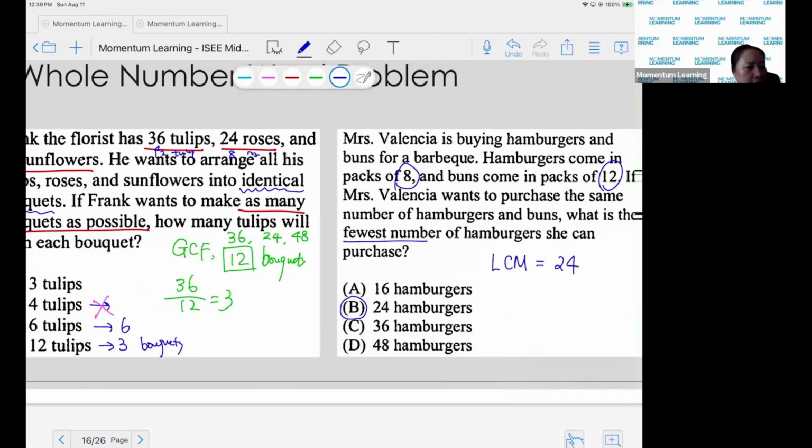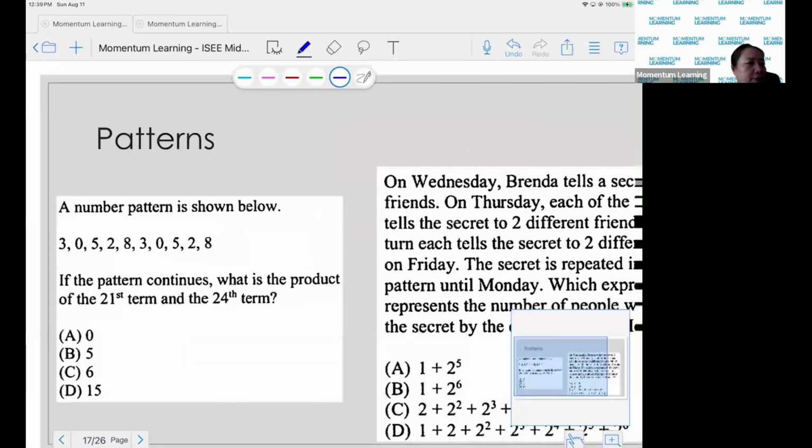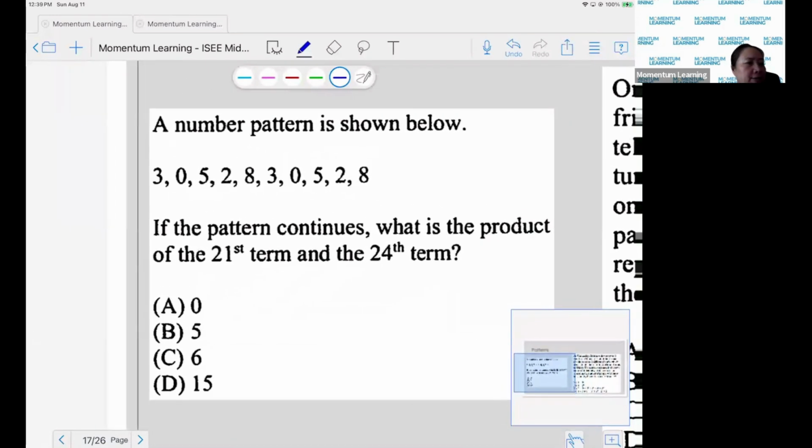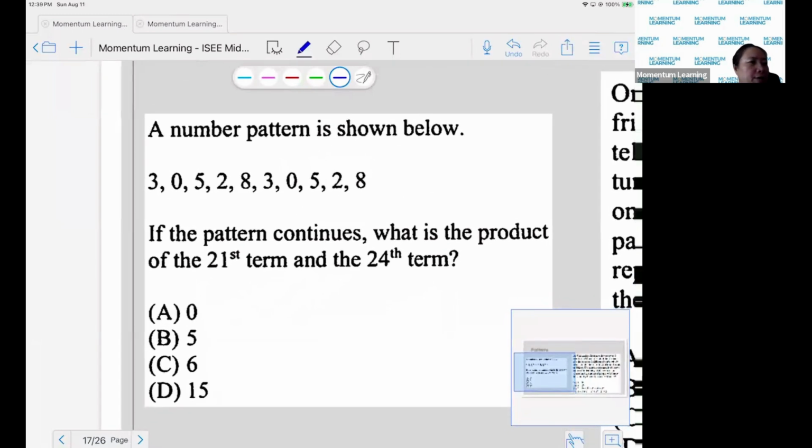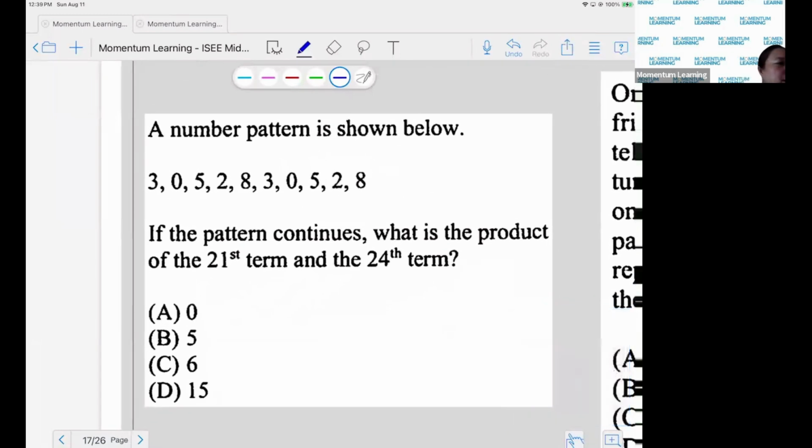Good job. Our next topic, we have some patterns. So this is a question about the pattern. We have a number pattern showing like this. Now, if the pattern continues, what is the product of the 21st term and the 24th term? This is kind of like an IQ test, right? If the pattern continues, what will be the next one?